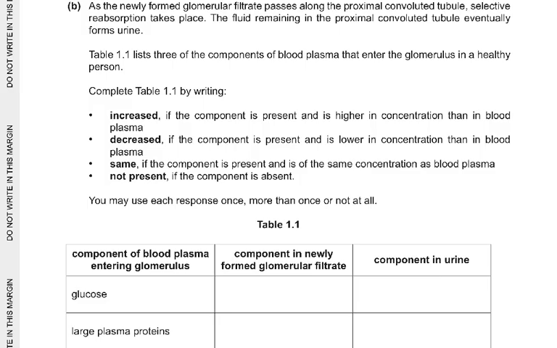As the newly formed glomerular filtrate passes along the proximal convoluted tubule, selective reabsorption takes place. The fluid remaining in the proximal convoluted tubule eventually forms urine. Table 1.1 lists 3 of the components of blood plasma that enter the glomerulus in a healthy person. Complete table 1.1 by writing increased if the component is present and higher in concentration than in the blood plasma, decreased if the component is present and lower in concentration than the blood plasma, same if the component is present at the same concentration, and not present. So you have to either say increased, decreased, same, or not present. You may use each response once, more than once, or not at all.